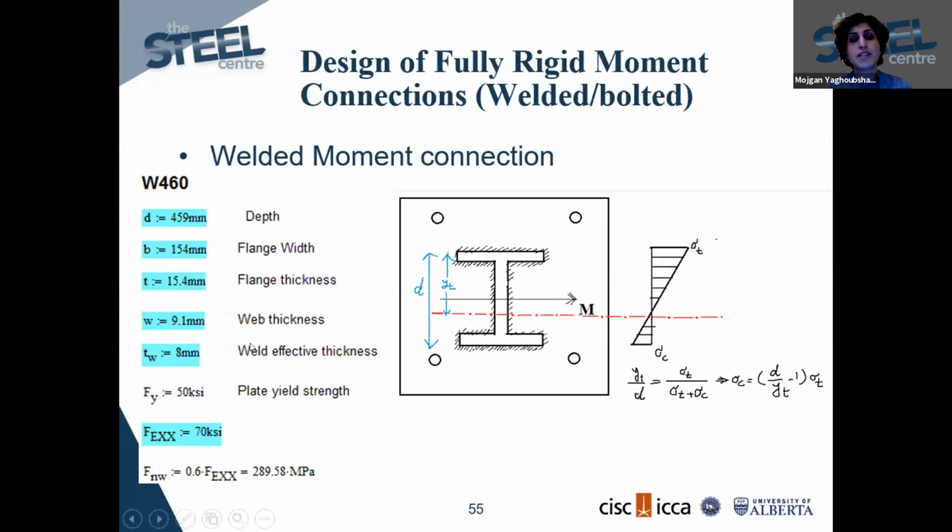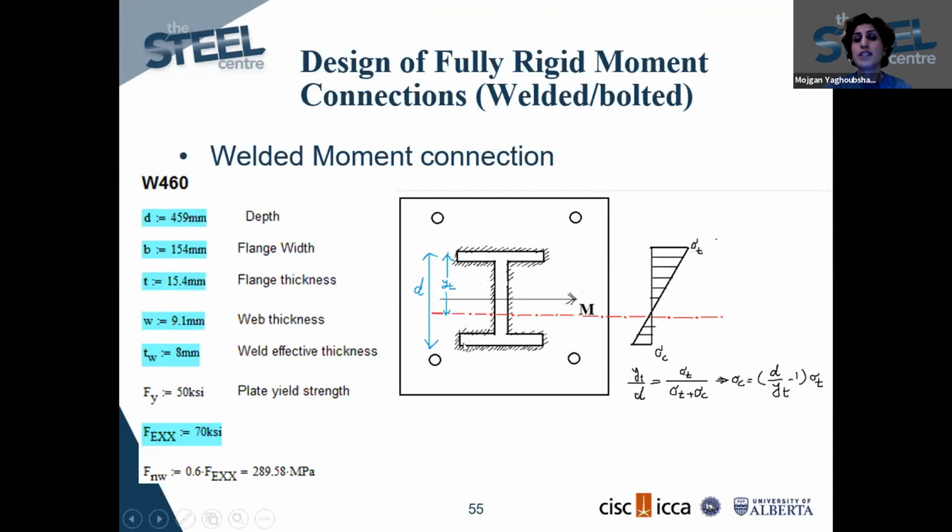This is an example that I did for a moment connection. This is an I-beam, or let's say an I-column, connected to a very thick base plate. These are the geometrical properties of the I or W section. So we can assume that that could be the neutral axis location.